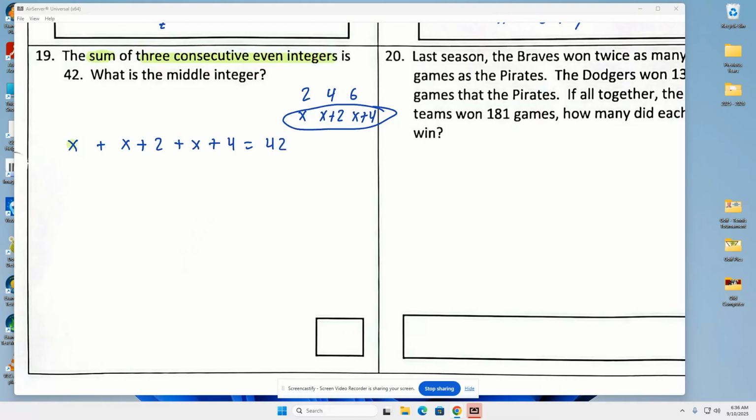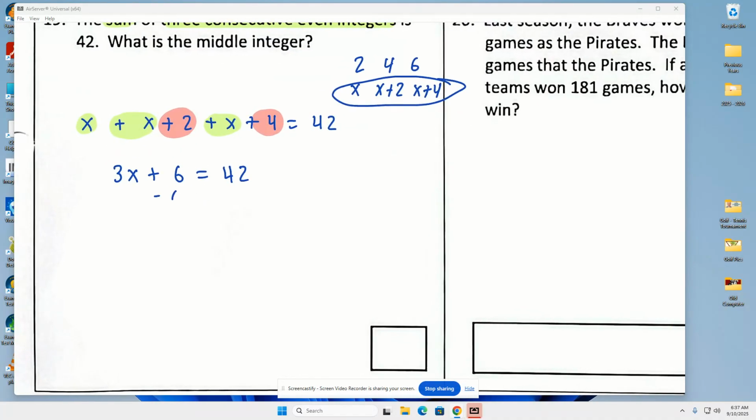So if I combine all my like terms, that's 1x, 2x, 3x's. And then we've got positive 2 plus 4, positive 6, and that equals 42. And now I'm solving a simple equation. I subtract 6, so 3x equals 36. Then I'm dividing by 3, so x equals 12. My first value is 12. My second value is 14. My third value is 16.